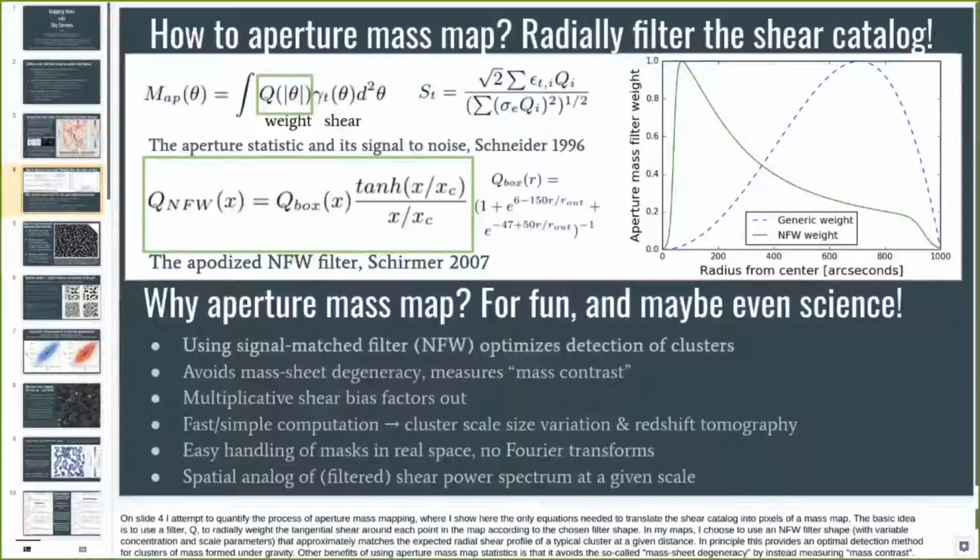On slide 4, I attempt to quantify the process of aperture mass mapping, where I show here the only equations needed to translate the shear catalog into pixels of the mass map. The basic idea is to use a filter Q to radially weight the tangential shear around each point in the map according to the chosen filter shape.